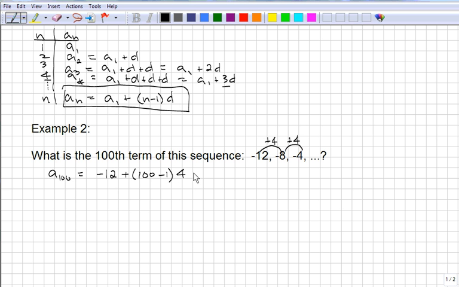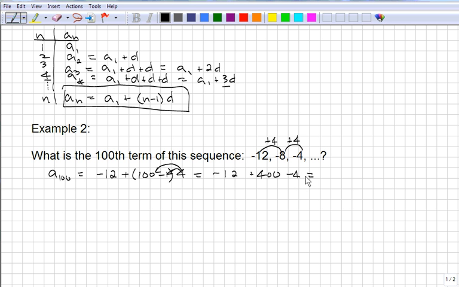Okay? So we'll just get negative 12 plus 400 minus 4. Okay, and all I'm doing is using the distributive property. And I'm taking 4 times 100 and 4 times negative 1. So I think 400 minus 4 is easier to calculate than 99 times 4.